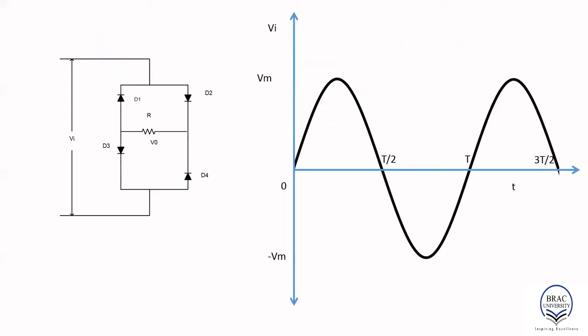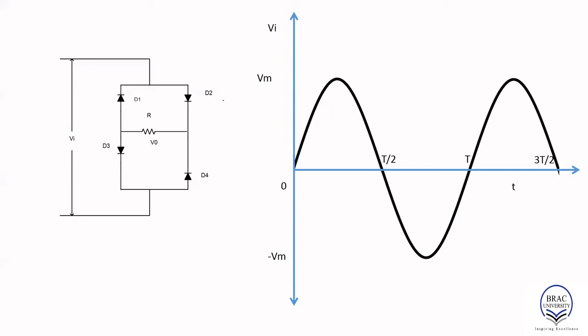This is the circuit configuration for the full wave bridge rectifier. It consists of 4 diodes, and the orientation of the diodes is like this: D1, D2, D3, and D4. And this is the resistor connected between these 2 points. R is the resistance, and the output voltage is measured across the resistor. This is the input signal that we are going to apply.